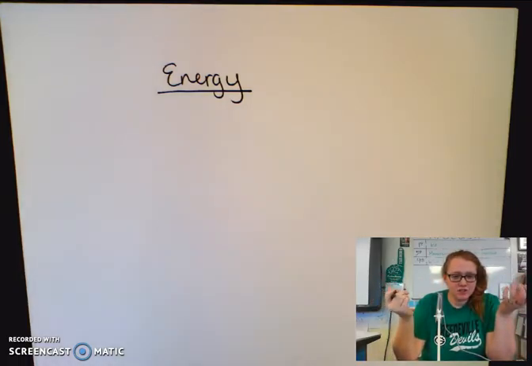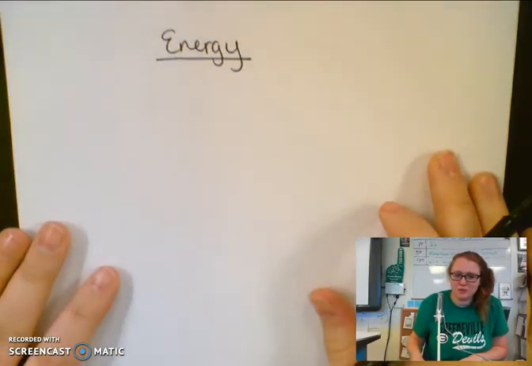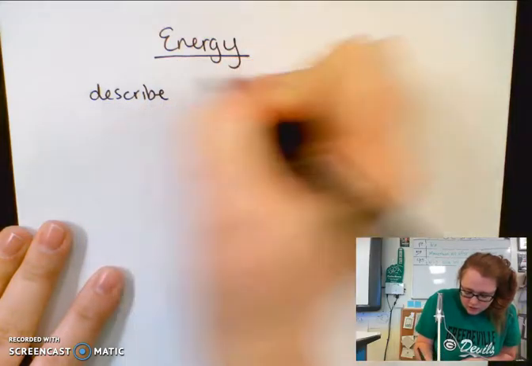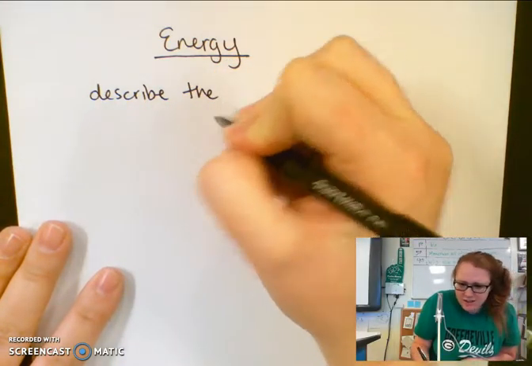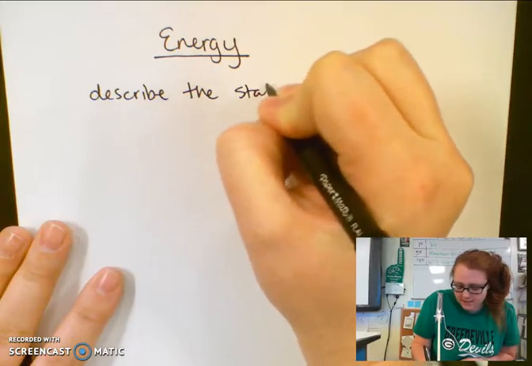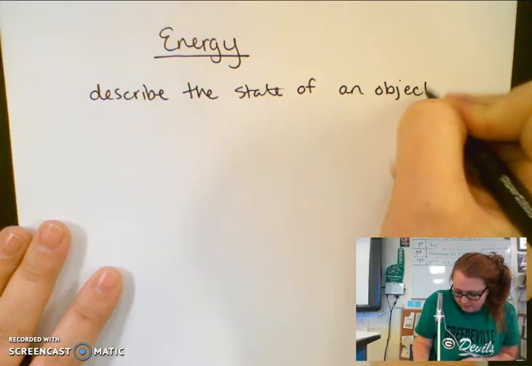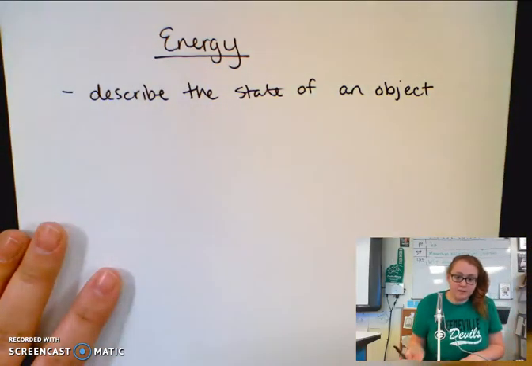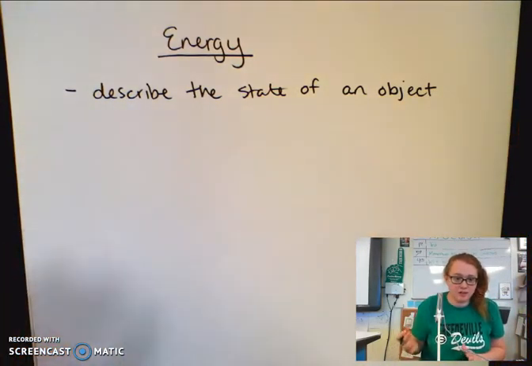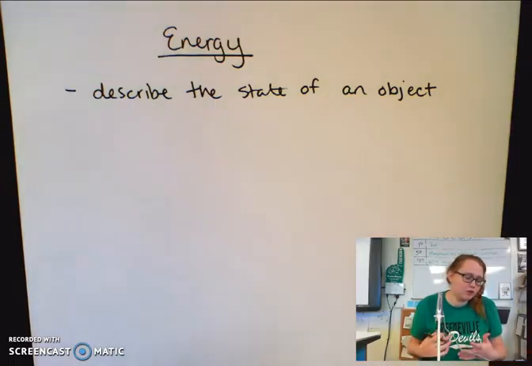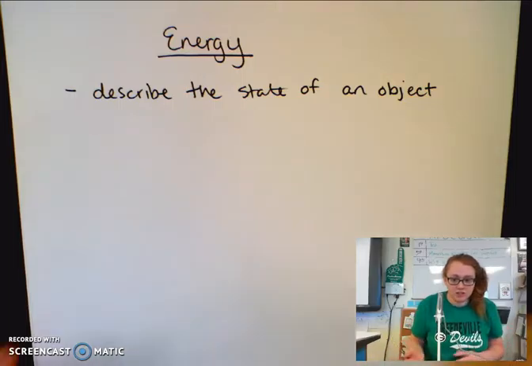Or our best definition is it's a way that we can describe the state of an object. So we use energy to describe what's going on in our system, describe the state of an object or a system. Now, last year in physical science we talked about energy through heat, or the kinetic energy of an object at specific temperatures, or through a change in temperature.